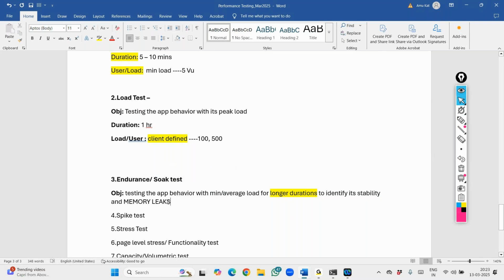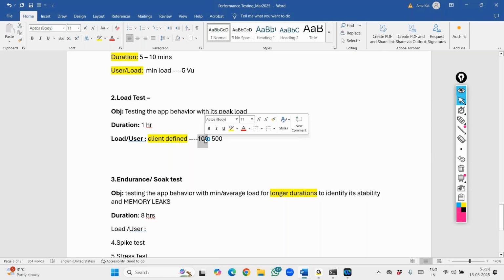Here we are going ahead with duration, so the standard is 8 hours, and load or user count. So if suppose our client defined the load as 100, and it is minimal load, we will go with an average load of 50, half of the load.